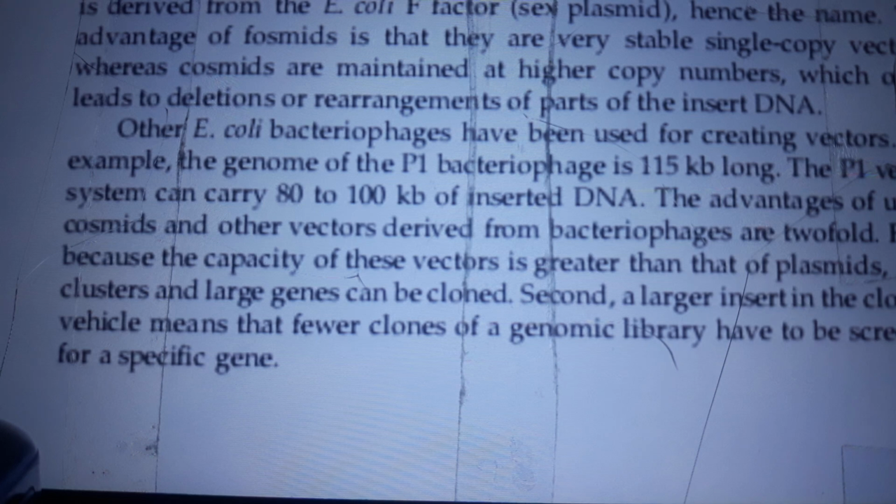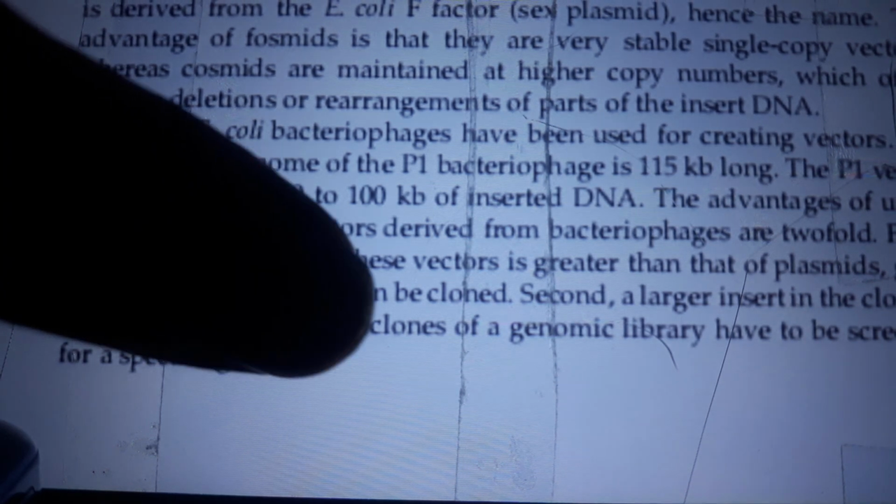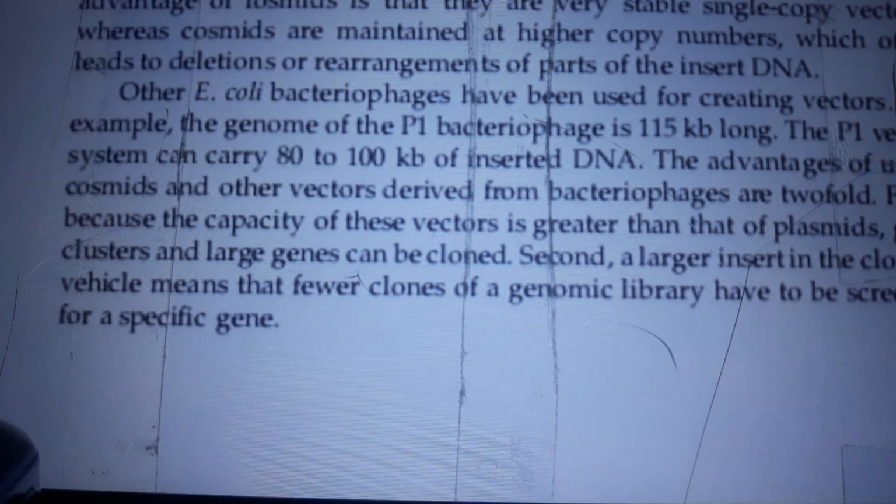The advantage of fosmids is that they are very stable single copy vectors, whereas cosmids are maintained at higher copy numbers, which often leads to deletions or rearrangements of parts of the insert DNA. Other E. coli bacteriophages have been used for creating vectors. For example, the genome of the P1 bacteriophage is 115 kb long. The P1 vector system can carry 80 to 100 kb of inserted DNA.